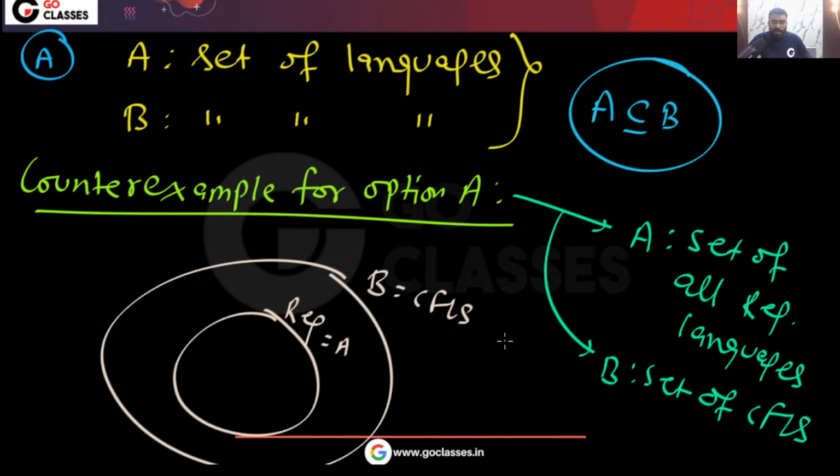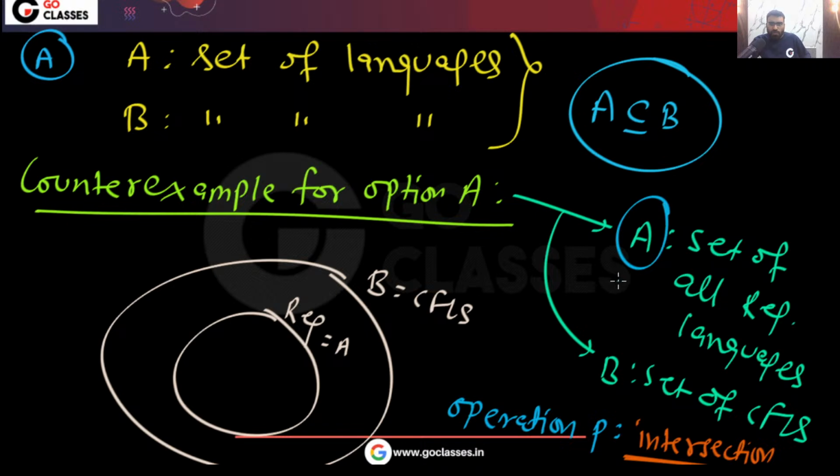And which operation should I take? Please tell me. You take operation intersection. Intersection operation you can take. Is this clear? So this is the counter example for option A.